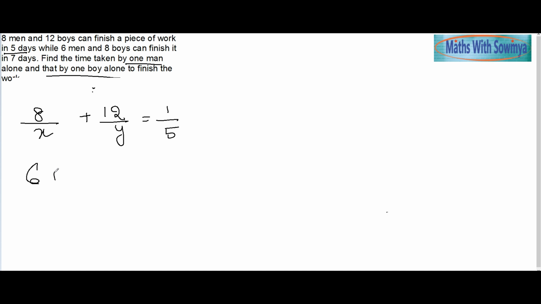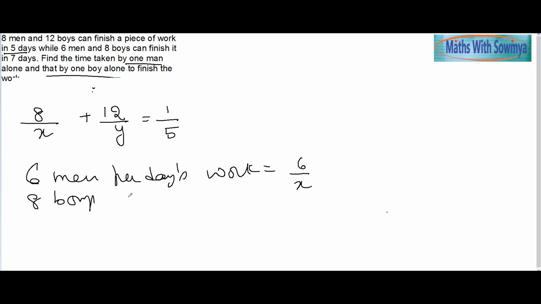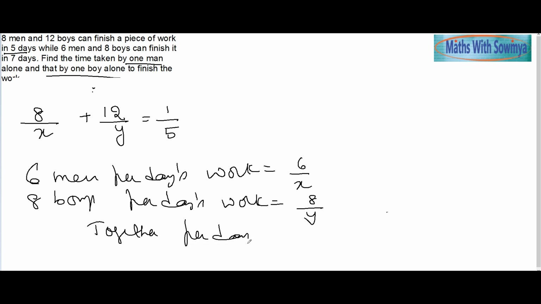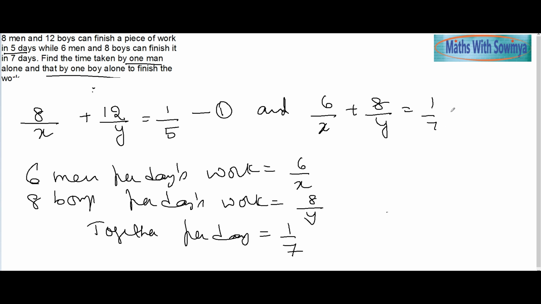Similarly we can do the second one in the same way. 6 men's per day work will be 6 by x, and 8 boys' per day work will be 8 by y. Together, per day, how much will they do? 1 by 7. So 6 by x plus 8 by y is equal to 1 by 7 is my second equation.